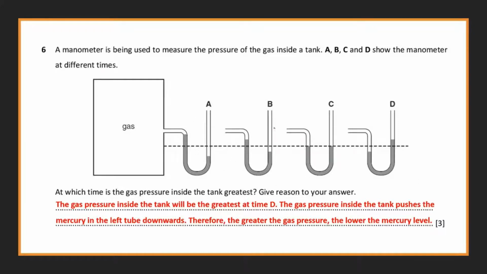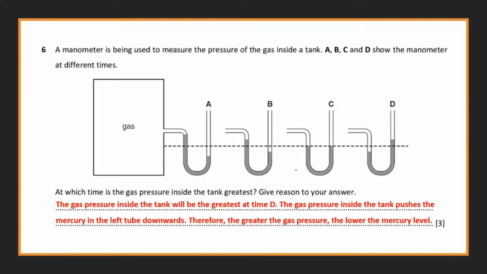The atmospheric pressure in the open tube is still greater than the pressure from the gas inside the tank. But in drawing B, the gas pressure now becomes a little bit greater than drawing A. We can see that from the level of the mercury inside the left tube here, which is a little bit lower than the mercury level in drawing A.